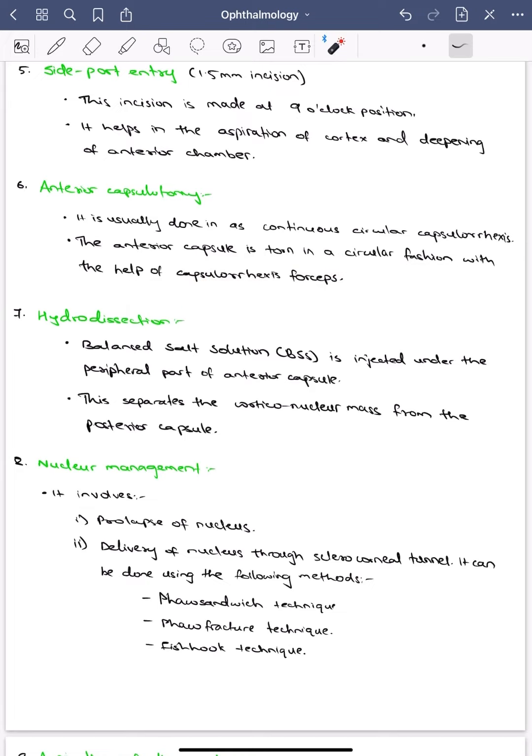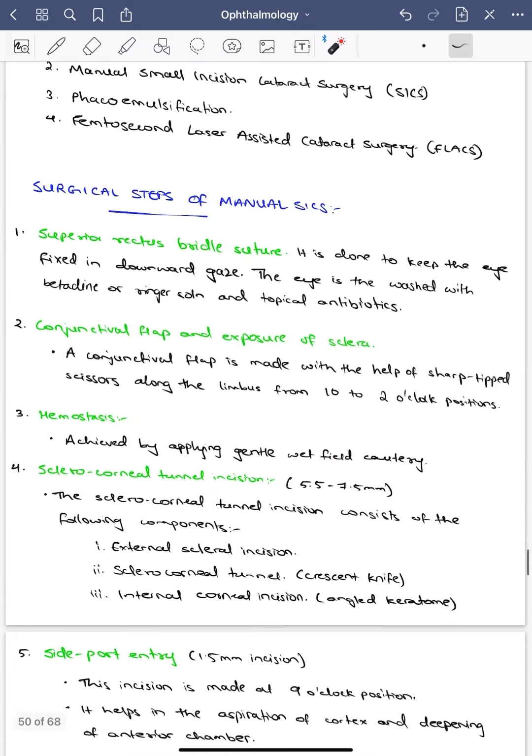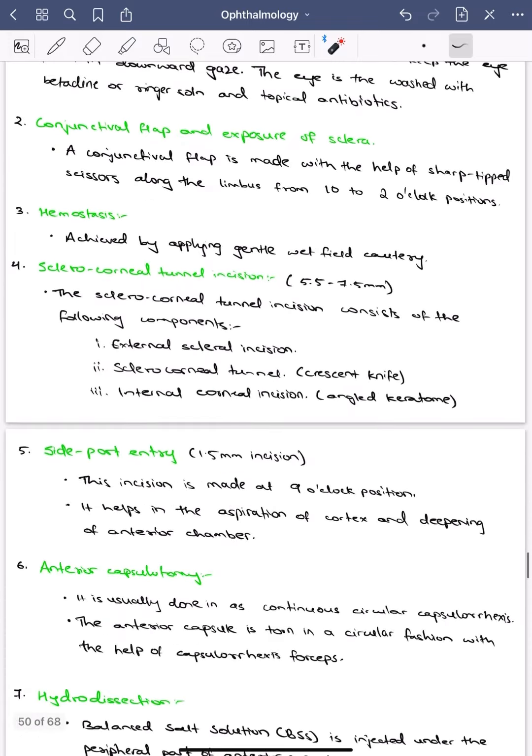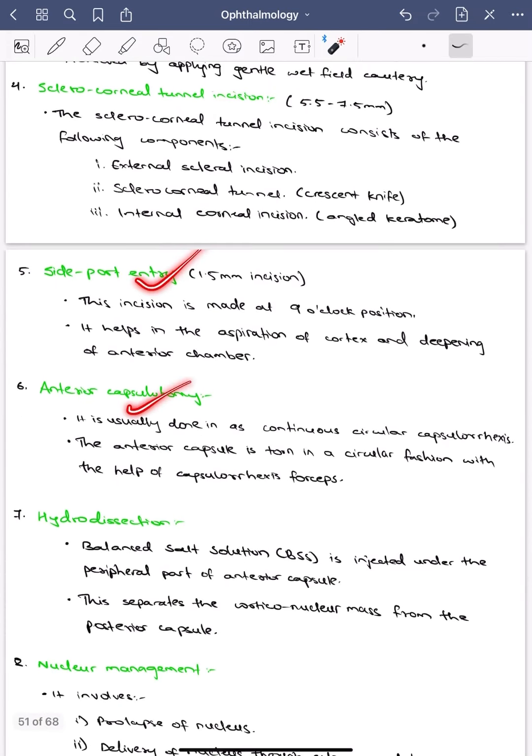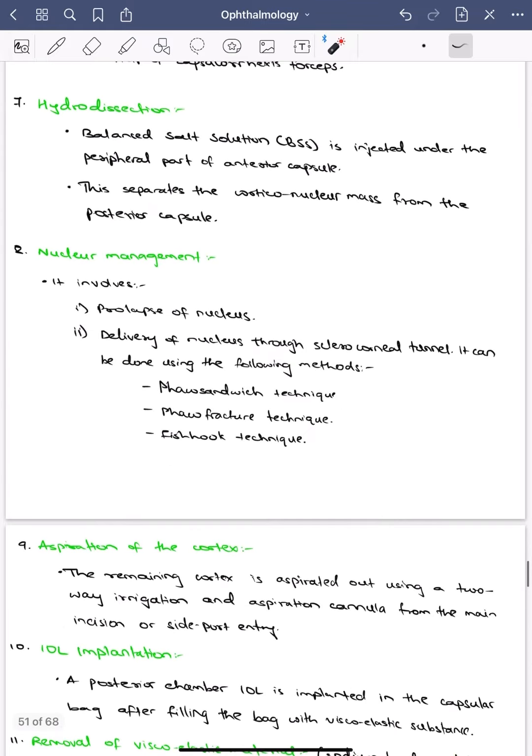So till now we had the superior rectus bridle suture, then conjunctival flap and exposure of sclera, hemostasis, sclerocorneal tunnel incision, side port entry, and anterior capsulotomy. Next is hydrodissection. Now here, balanced salt solution is injected under the peripheral part of the anterior capsule, and this is done to separate the corticonuclear mass from the posterior capsule. Remember, in extracapsular cataract extraction, the posterior capsule is left intact.